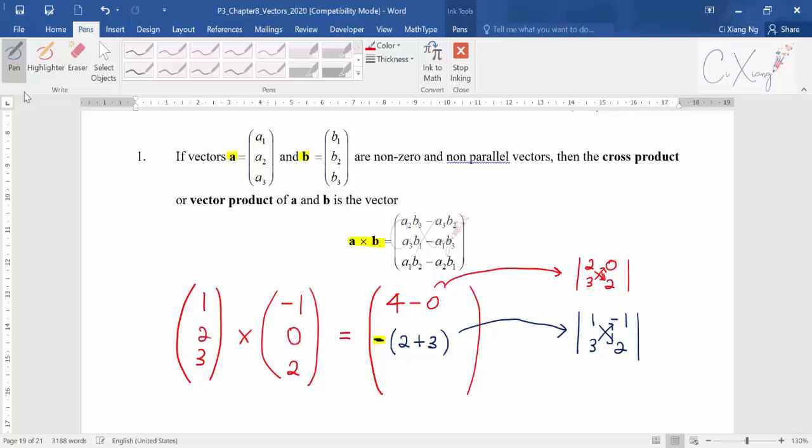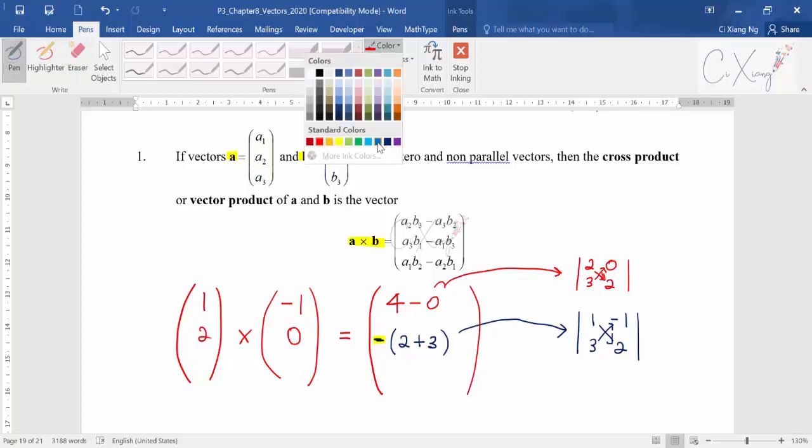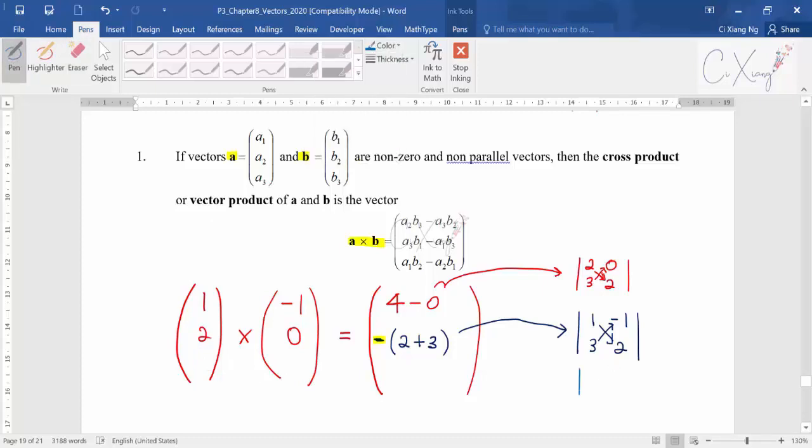Okay, so for the third value, you cancel off the 3 and also the 2. Therefore, you only focus on 1, -1, 2, and 0. Okay, so again, 1 multiply with 0, you get a 0. 2 multiply with -1, so minus -2, you get a positive 2. So this is how you get the third value here.